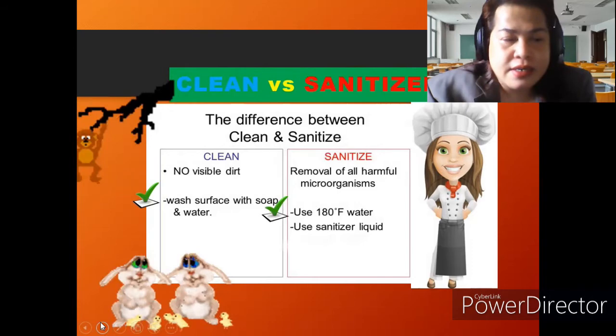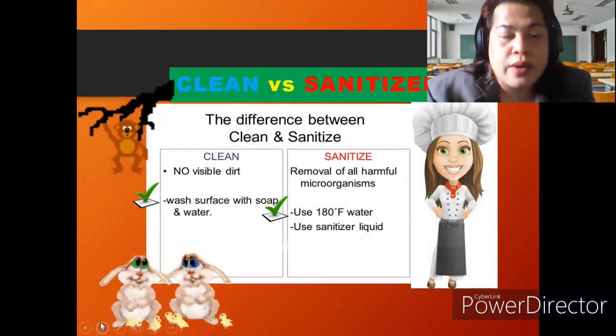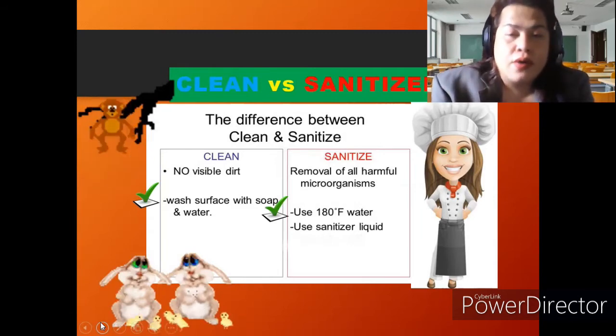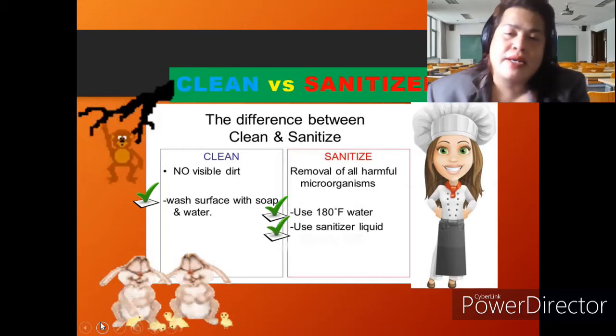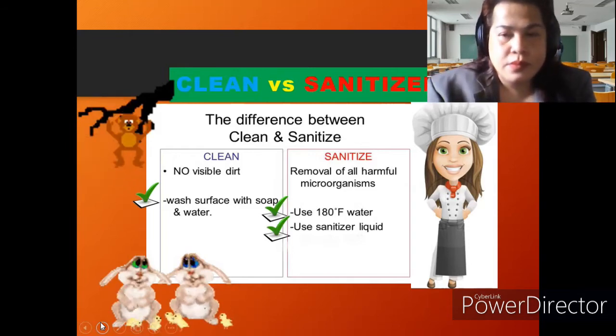On the other hand, sanitizing involves killing bacteria after the surface has already been cleaned or wiped off. So you will either use water at least 180 degrees Fahrenheit or use a sanitizer liquid. Later on, we will discuss those sanitizing methods. Let's proceed to cleaning.